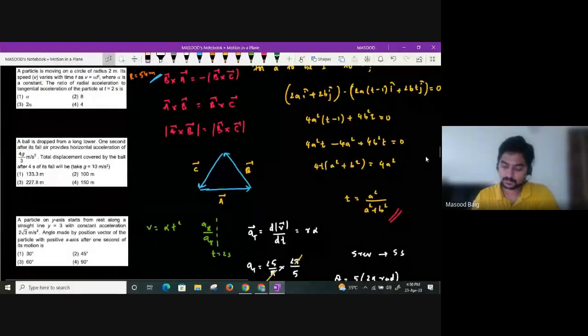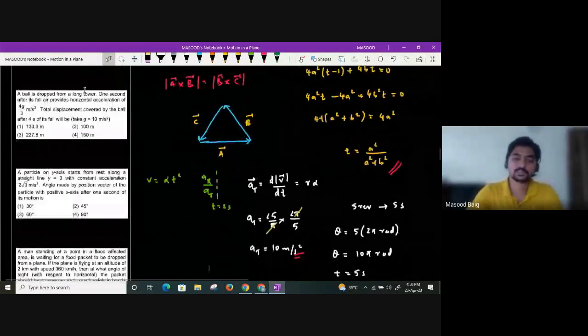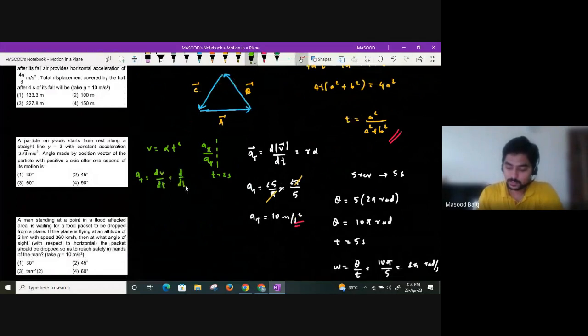Right? Particle is moving on a circle. Speed is given. They're asking radial acceleration to tangential acceleration ratio. So what is the meaning of tangential acceleration? It is that particular rate at which speed is changing. So I'll get it as dv divided by dt, which I can write as d by dt of alpha into t square. So tangential acceleration, I'll get it as 2 alpha t. So what is tangential acceleration at t is equal to 2 seconds? You will get it as 4 alpha meter per second square.